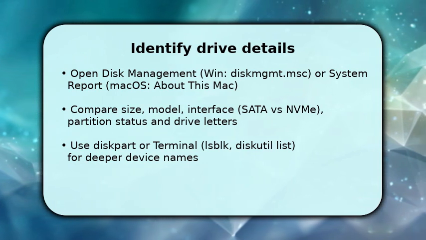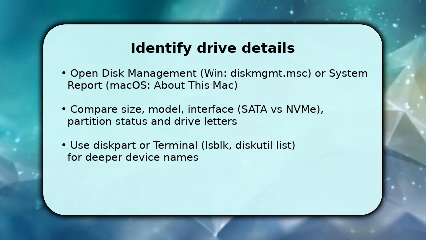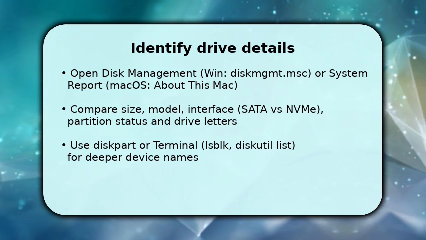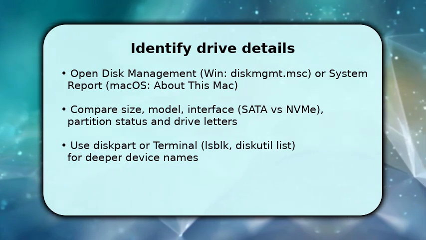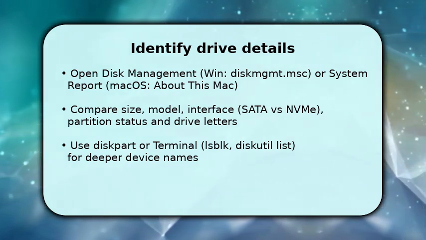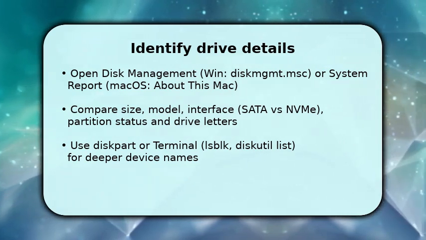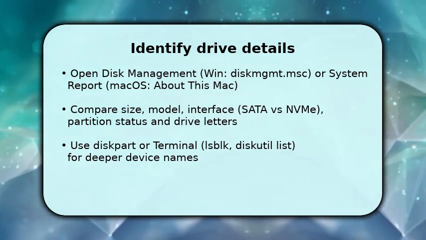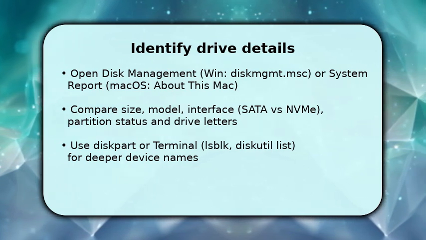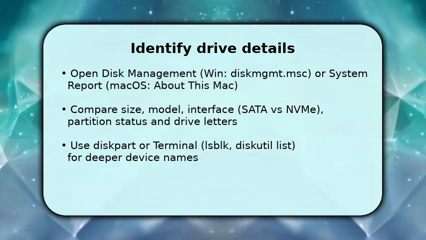On macOS, open System Report or run diskutil list to see device identifiers like disk0, disk1. Once you identify the drive by size and model, check interface type, SATA or NVMe, and partition status. If a GUI doesn't show enough, run diskpart or terminal commands to reveal device names and physical connection details.